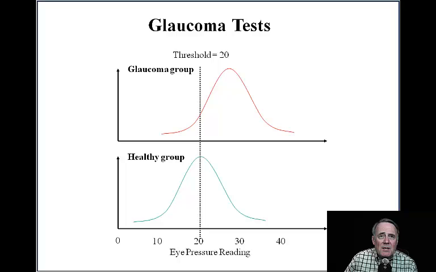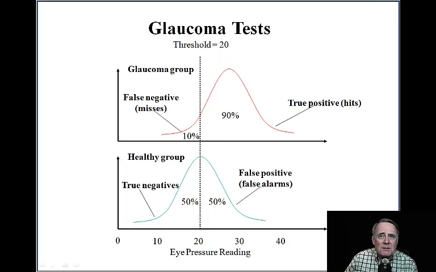Now let's view these two distributions on separate graphs with eye pressure distribution for the healthy group on the bottom and for the glaucoma group on the top. And we set the eye pressure readings of 20 as the threshold for glaucoma as indicated by the dashed line. Now note the following. The top graph shows the distribution of the glaucoma group. The readings indicate 90% of the unhealthy group shown to the right of the dashed line. These are the true positives.